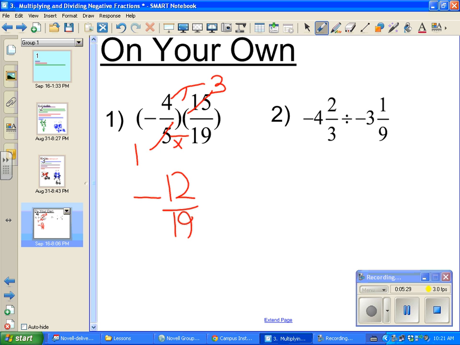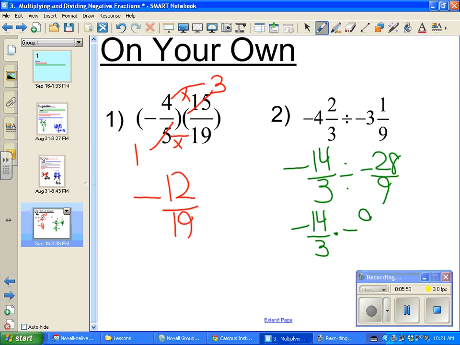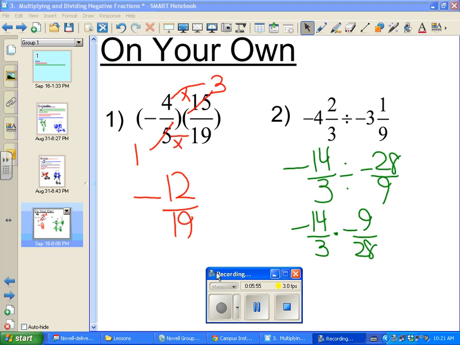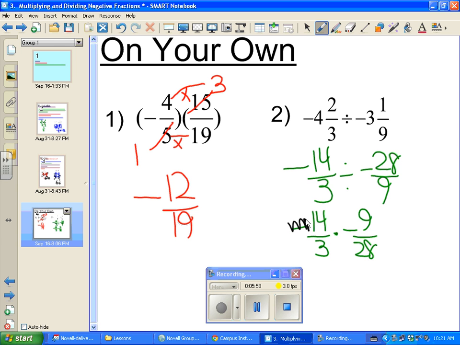And then for our division one, make an improper fraction, negative 14/3 divided by negative 28/9. Don't try to go too fast with these, one step at a time. So keep negative 14/3 and multiply it by negative 9/28. So we've got a negative times a negative, that becomes positive, so I would just get rid of those. Look for a factoring opportunity. We can divide out 3 from each of those. 1 and 3. And 14 and 28, you can divide each by 14.